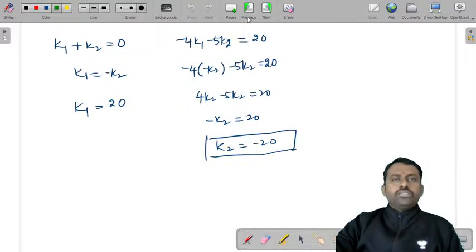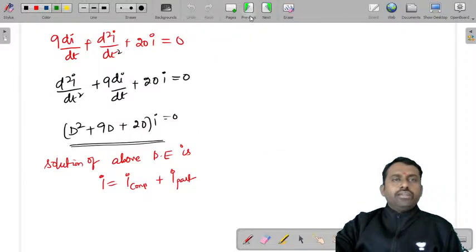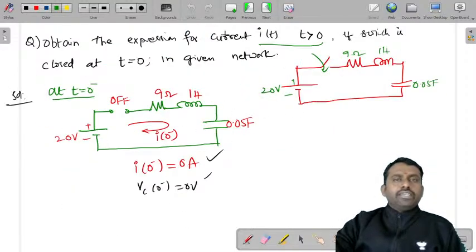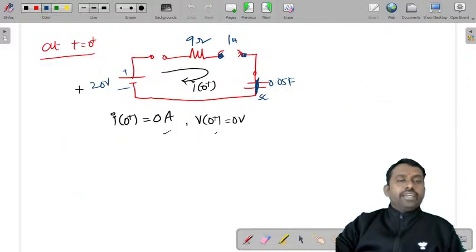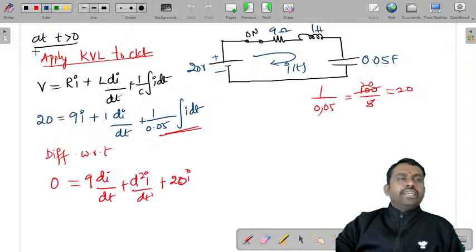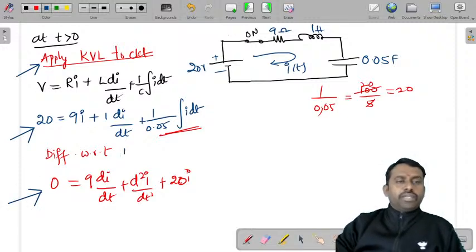So how did we do this? Let's try to solve once again one by one. So we are given a circuit. Obtain the expression for I(t) for t greater than 0 if the switch is closed at t = 0. So we have written at t = 0- the values of I(0-) and Vc(0-). Then at t = 0+ also we have calculated these values. Then at t greater than 0 we try to apply KVL and obtained an integro-differential equation, and this is the differential equation that we got by differentiating it with respect to t.